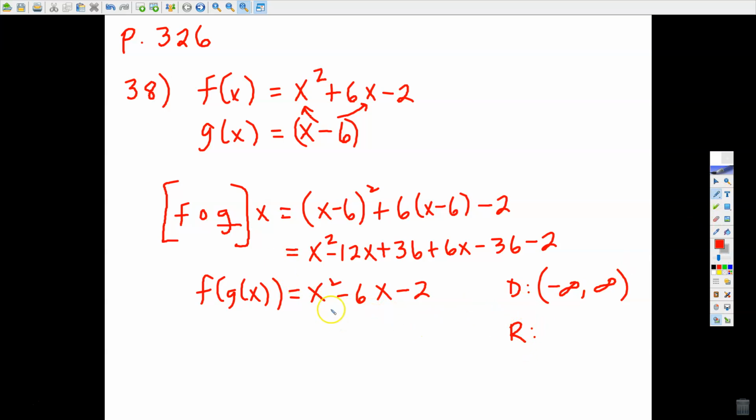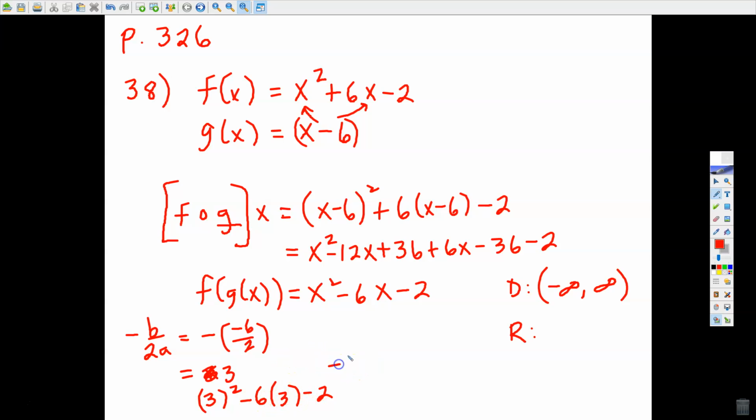So you've got two choices. You can do the opposite of b over 2a to get the AOS number. Let's see what that looks like. The opposite of negative 6 over 2 makes positive 3. Now I can put positive 3 in for x to get the y. Remember, I need the y-coordinate since it's the range. So 9 minus 18 is negative 9, minus 2 is negative 11. This is a parabola that opens up, and the y-coordinate is negative 11.